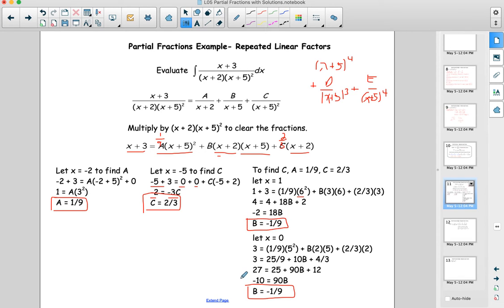So that's just illustrating, it doesn't really matter what you plug in for x, as long as it is not -2 or -5, because that's going to make the b drop out. Once you found a and c, it will not matter what you choose for x. Usually pick a value that makes your calculations easier. So then this will be replaced with 1/9 when we move forward. This is going to be replaced with -1/9 when we move forward. And this one is going to be replaced with 2/3.